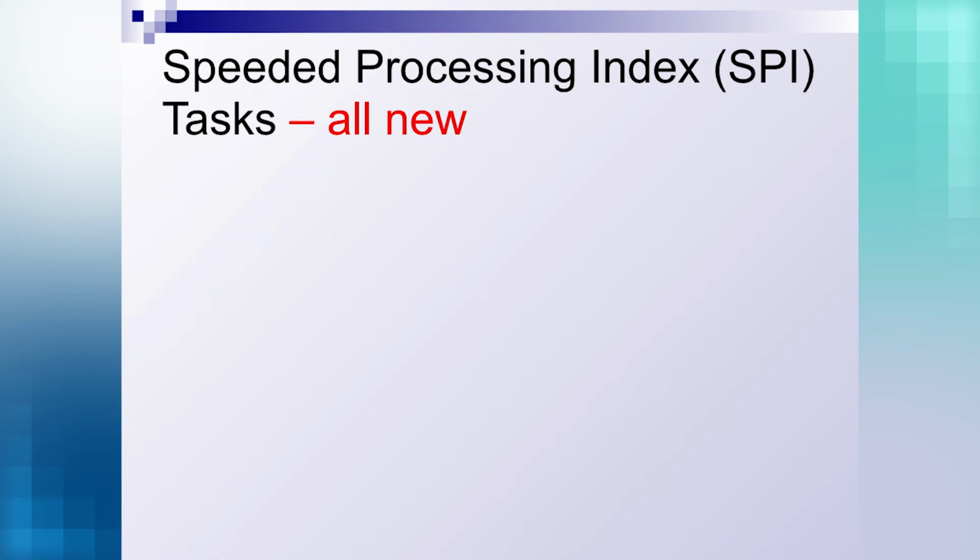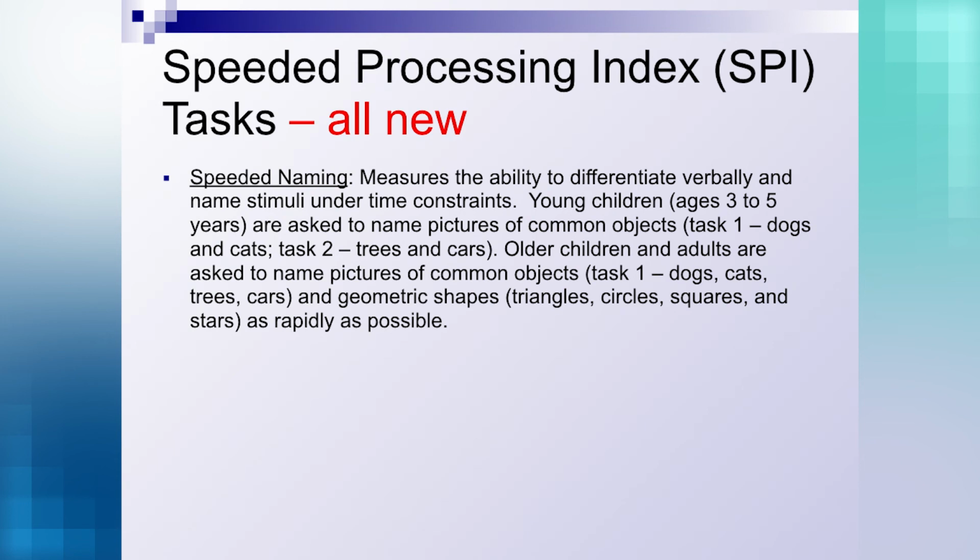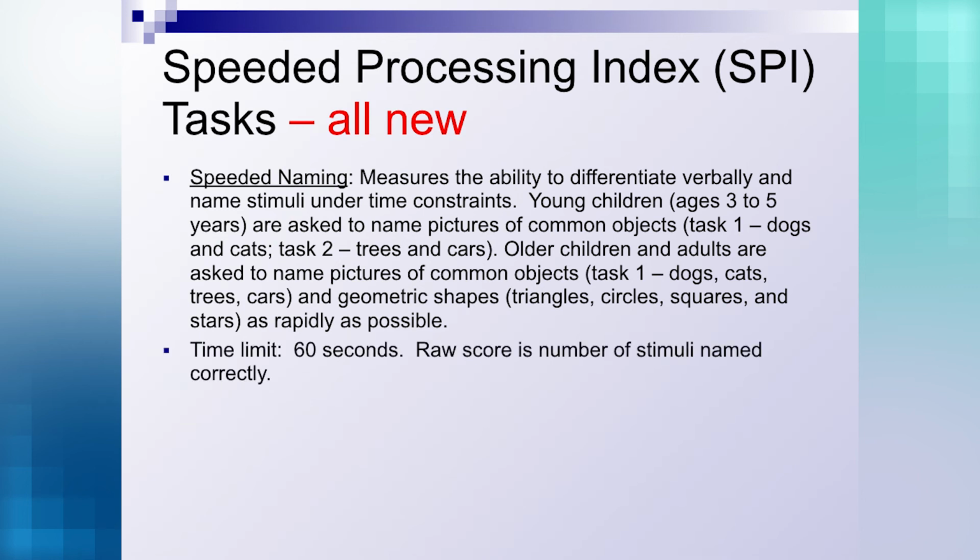So for RIAS-2, we now have both a verbal and a nonverbal speeded processing task. Speeded naming is the verbal task. This measures the ability to differentiate verbally and name stimuli under time constraints. They have 60 seconds, and the raw score is how many they can name correctly during that time period.